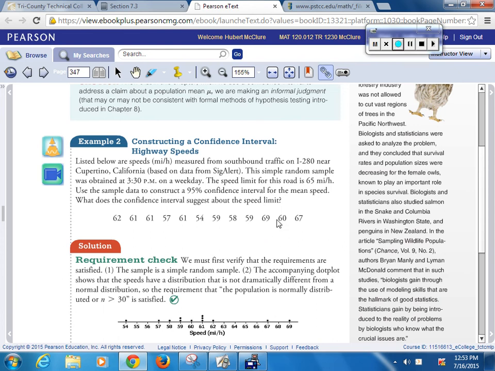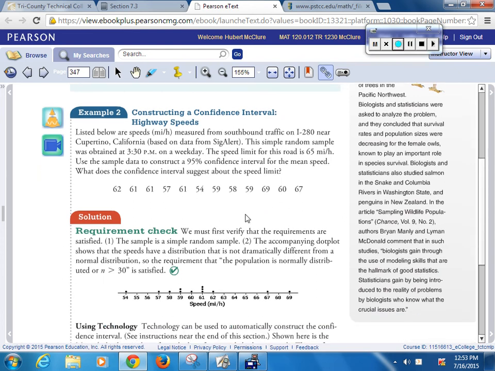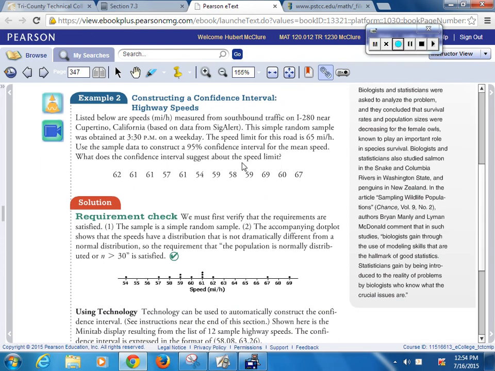All right, let's take a look at this one right here. It says constructing a confidence interval, highway speeds. If you don't have a book, write down example 2 and just write down these speeds right here. We're going to put them in the TI-83, and we're going to find the confidence interval.